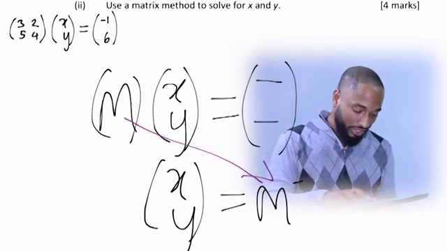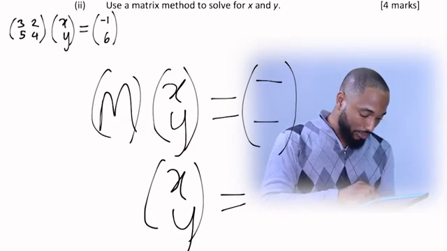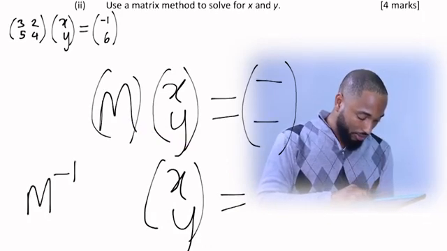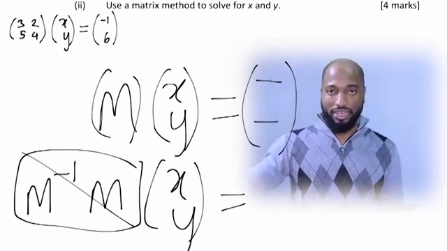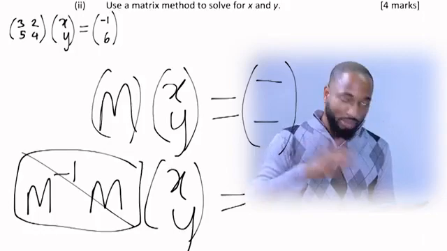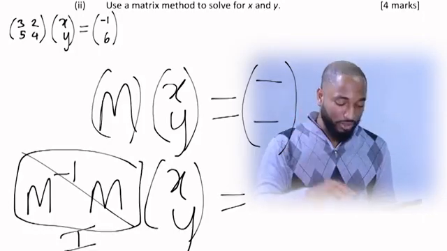Or another way to think of it, I just want to spend a little more time on this. If I'm multiplying by M inverse here, by M, this cancels off. The inverse by the actual matrix, M inverse by M, is equal to the identity matrix, which is like 1. That's like 1 in matrix language.